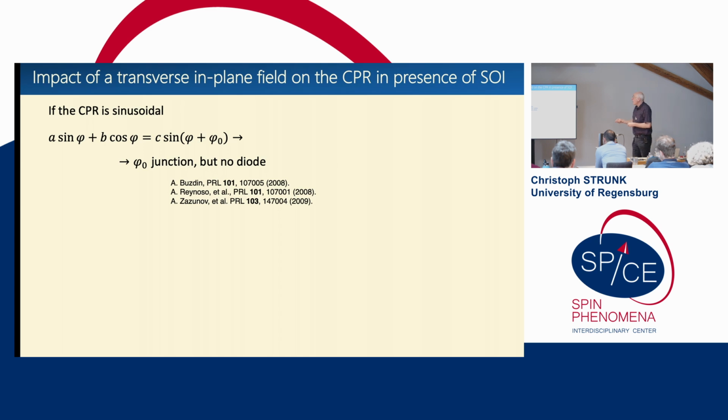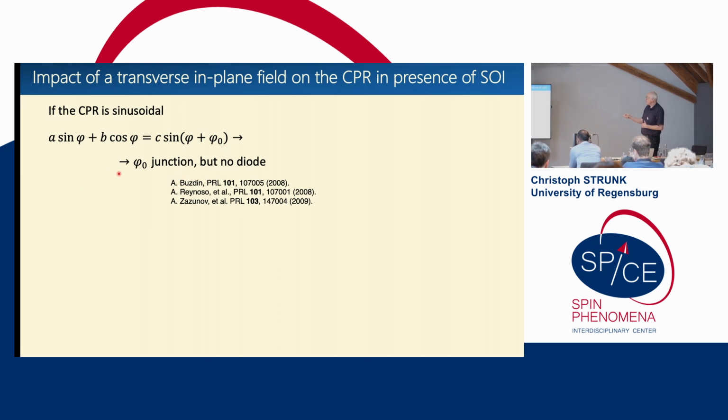Now, what actually happens if we add the spin-orbit interaction and an external field? In the simplest case, we get a cosine contribution to the current phase relation. And if we start at low transparency, we have a simple sine, plus a cosine produces a shifted sine. So this way, this phi naught shift is generated. But the positive and the negative critical current are still equal. There is no diode. It's only a shift of the current phase relation, which already is non-reciprocal.